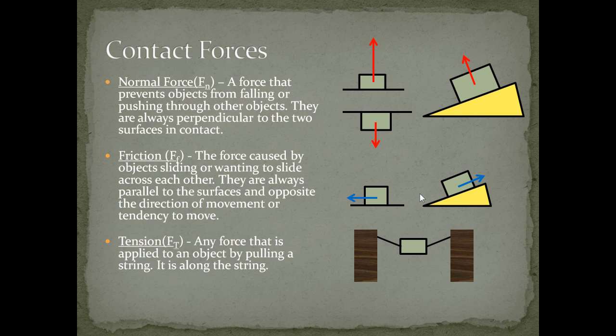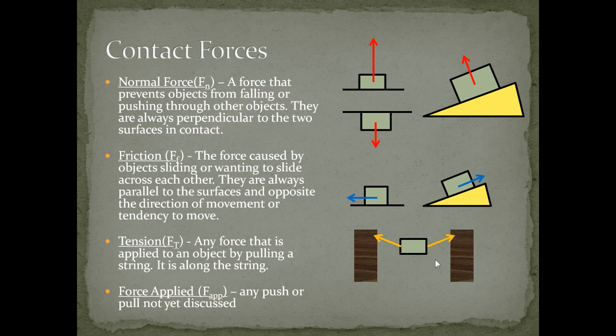The third type of contact force is the tension force, which is given by a capital F and a subscript of T, which stands for tension force. And this is any force that is applied to an object by pulling on a string. And it's always going to be along the string. So here I have my block. It's suspended between two wooden blocks, and I have strings holding it up. Now my tension forces will point along the strings, and up and out, away from the block.